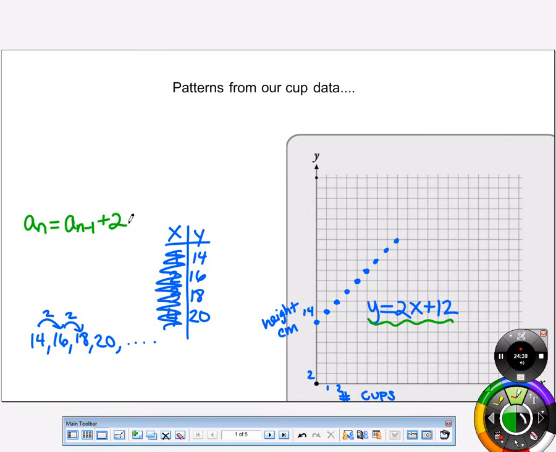The explicit formula, though, is what we really want. We want that rule that someone can go find the 100th term really quickly. So let's think about how this looks. Let's say you wanted to find the third term. To find the third term, you would take the second term and add 2. I'm going to rewind one and say to find the second term, I would take the first term and add 2, right?